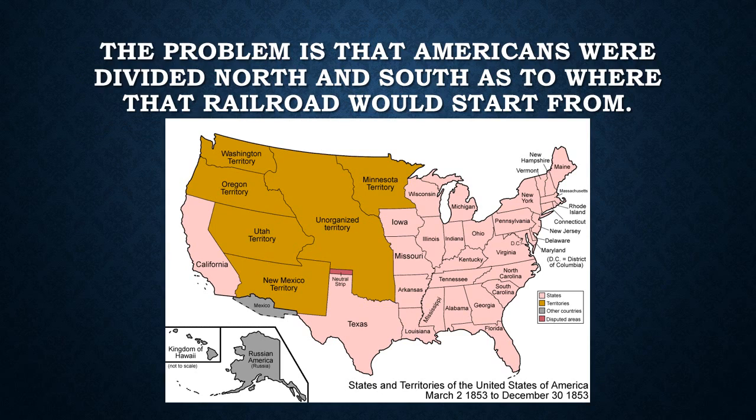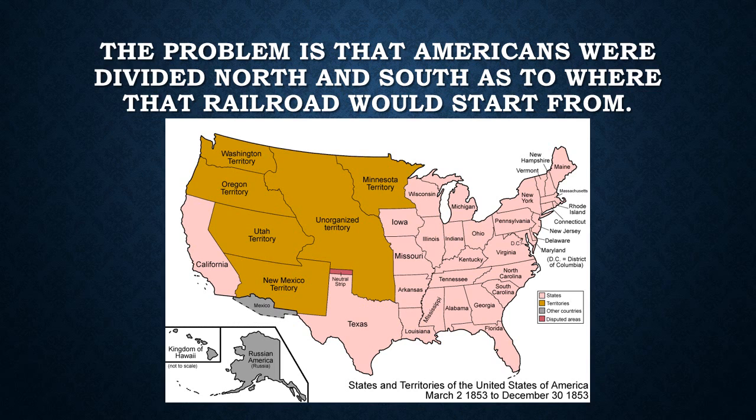Okay, the problem here, and an issue that was dividing North and South, is where would that railroad originate from? Would the railroad come out of the southern states, or would it come out of the northern states? And this was a dispute. Southerners wanted the railroad to come out of the south so that they would have easy access to California, but northerners wanted it to come out of the north because they wanted the easy access to California.